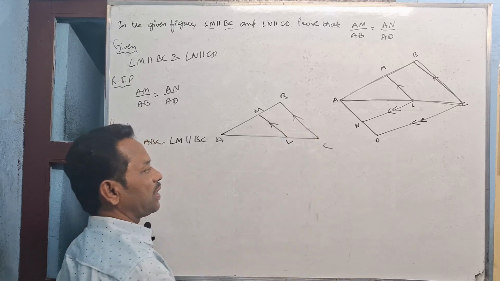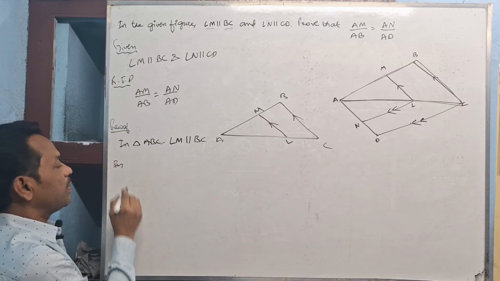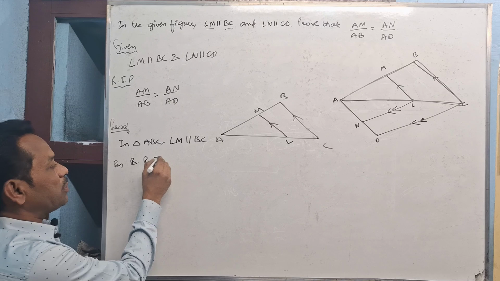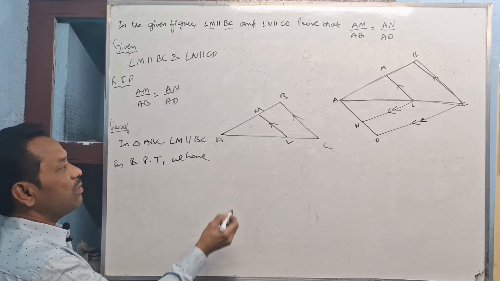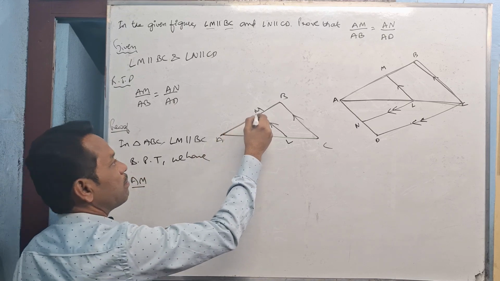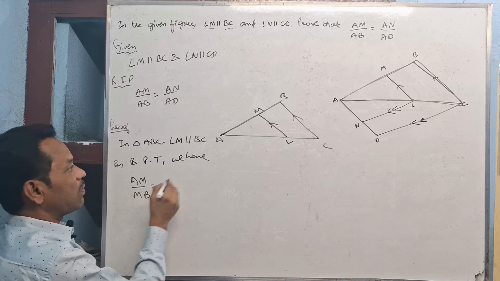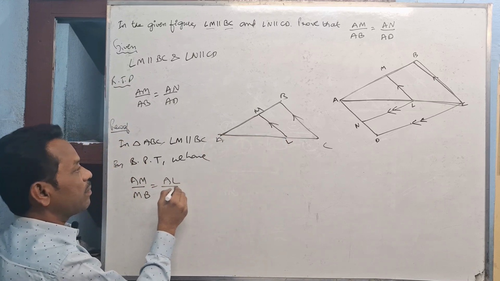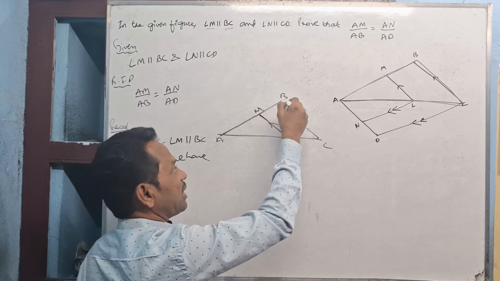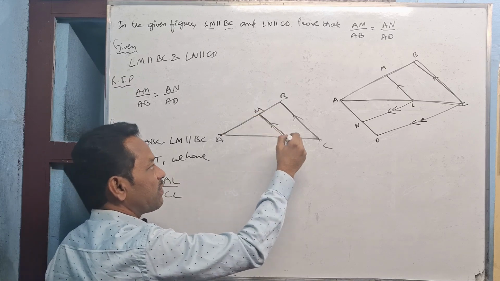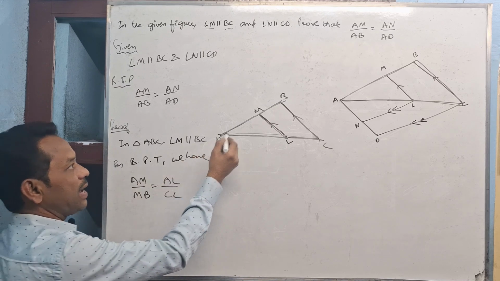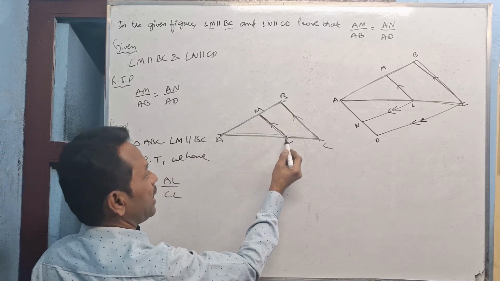Given this is parallel to this thing, we can apply the basic proportionality theorem here. By the basic proportionality theorem, we have AM by MB equal to AL by CL. Here, given this line is parallel to BC, this divides the other two sides AB and AC in the same ratio. So AM by MB equal to AL by LC.